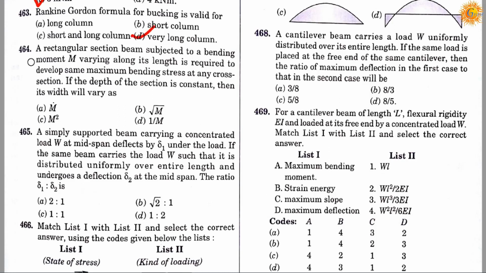Question number 464. A rectangular section beam subjected to a bending moment M varying along its length is required to develop same maximum bending stress at any cross section. If the depth of the section is constant, then its width will vary as option A is M, option B is under root M, option C is M square, option D is 1 upon M. Correct answer is A, it will be M.